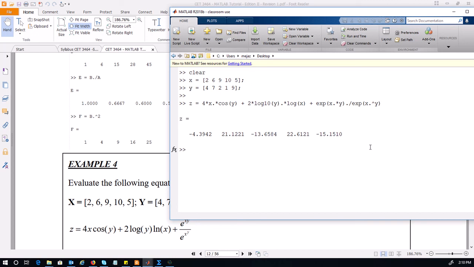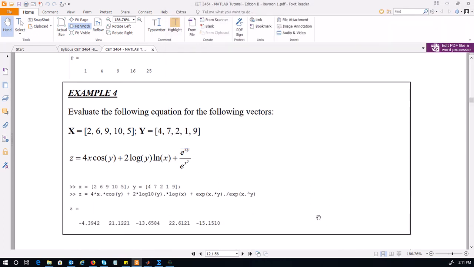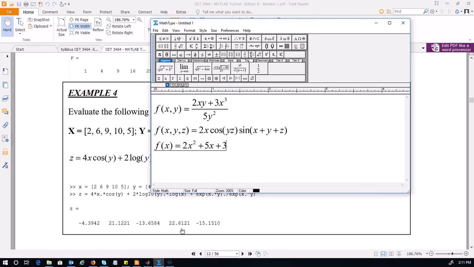Again, observe the length: 1, 2, 3, 4, 5. It has the same length as x and y, because the equation is evaluated for the first set of values of x and y, 2 and 4. It generated negative 4.39. The second set, 6 and 7, generated 21.12, and so on. Right here, this is the result, which is the same result that I got.